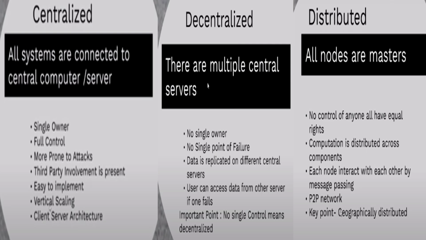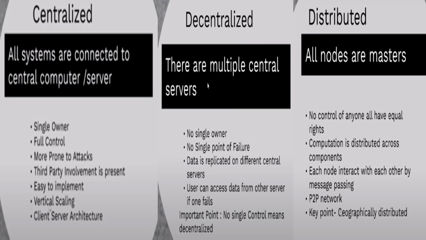First we'll see the centralized. All the systems are connected to a central computer or a server. There is a single owner, and the single owner has full control and monitors the entire network. So it is more prone to attack. If the central server fails, it will affect all the other nodes connected to it. Third party involvement is present here, and it is easy to implement, it uses vertical scaling, and it is a client-server architecture.